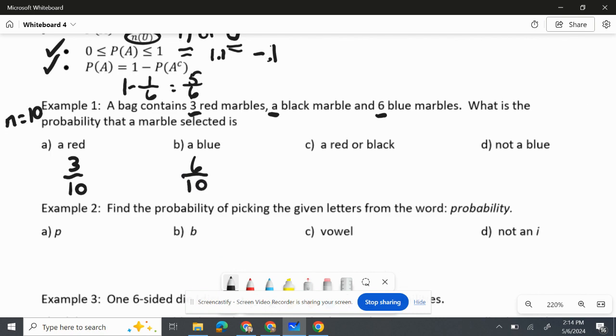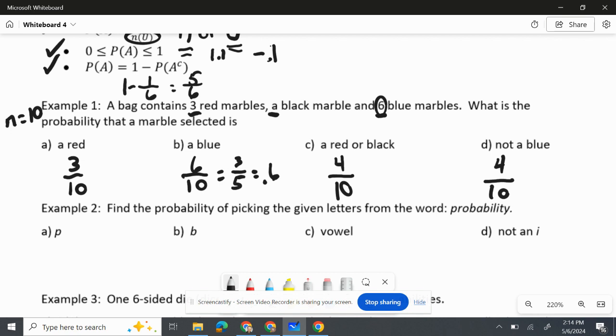When we deal with probabilities, we don't have to reduce. So you can write 6 over 10, or you could write 3 over 5, or you could even write it as a decimal as 0.6, whatever you prefer. Red or black would be 4 out of 10. And then not a blue would be all the blues, which is 6 out of 10, but not that, so it would be 4 out of 10.